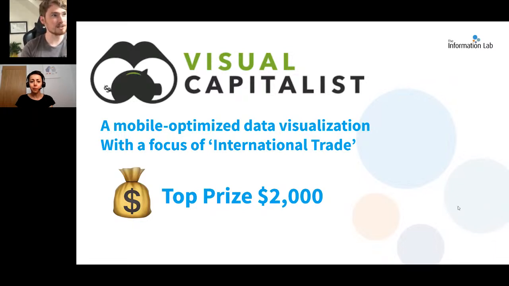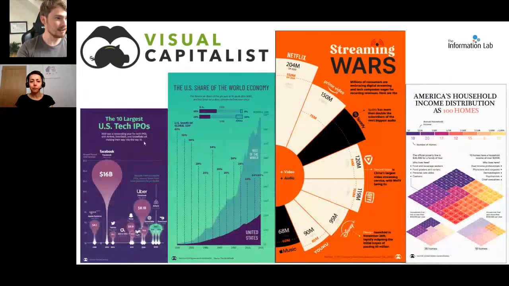So with Visual Capitalist, they gave us some ideas of what type of mobile-oriented dashboards they like. These are the sort of things they produce. You can see they're very heavy on the design. There are quite dramatic colors going on, quite different chart types as well. So it's like these IPOs, like the little bubbles here. You've got this streaming wars, this sort of radial bar chart coming out here. This kind of land view as well, this sort of diamonds visualization, sort of 3D.